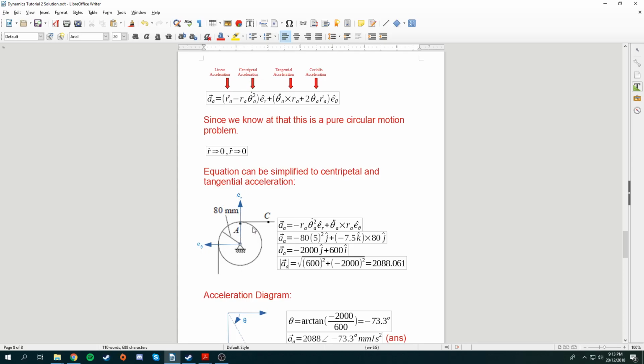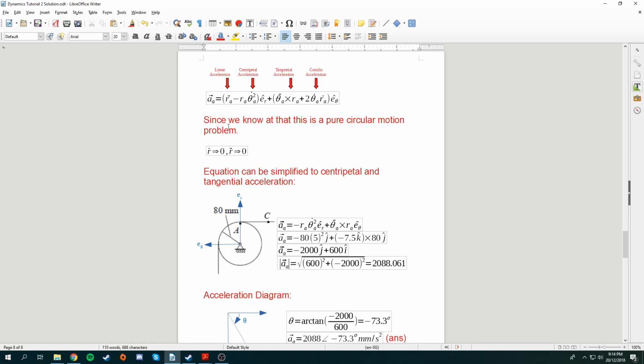However, this is due to a rotating motion, hence there's a theta dot. Theta dot is the same as omega. So this is negative r omega square, which is the centripetal acceleration. Next, tangential acceleration is just the acceleration of that point over here, and it's moving in the e_theta direction. Coriolis acceleration, you have been taught in lecture, so I'll leave it as it is. You can refer to the textbook or the lecture notes as well.